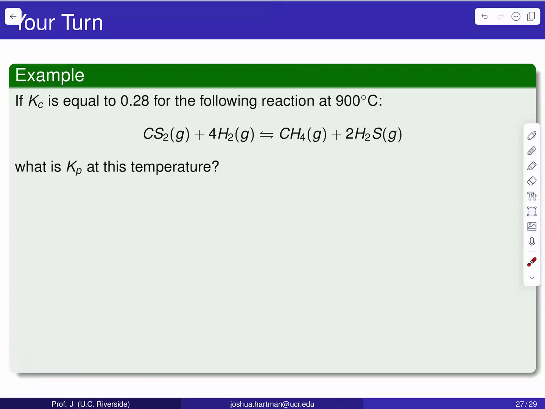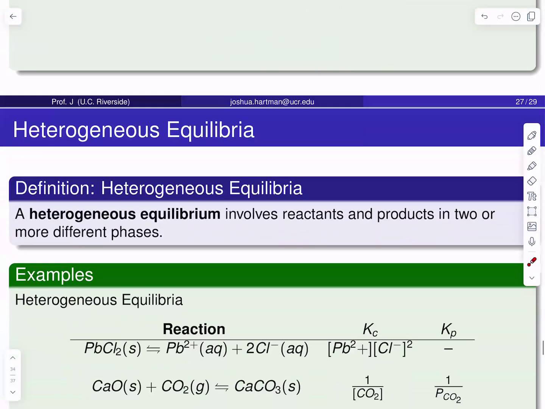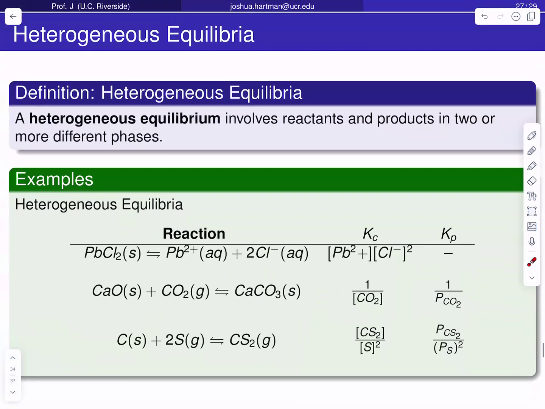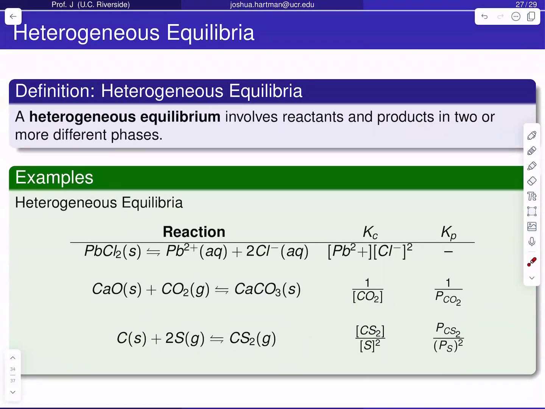We're now ready to move on to our final topic for this mini lecture, which will be that topic of heterogeneous equilibria as promised. All right, so now that we've talked about equilibria relating Kp, Kc, gas phase, liquid phase, and some of the nuances there, let's put these pieces together and first of all define what heterogeneous equilibria is.